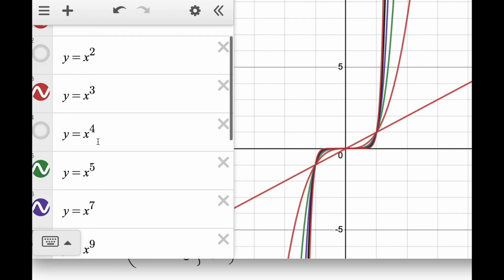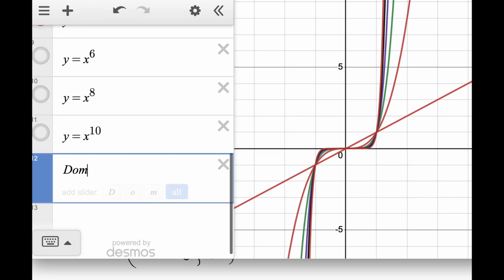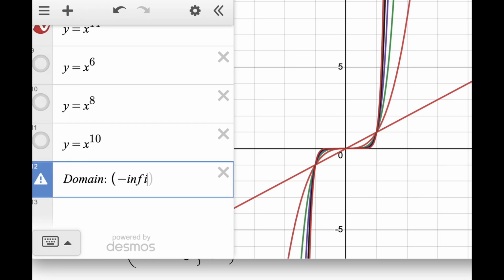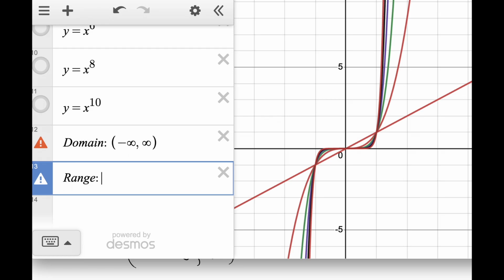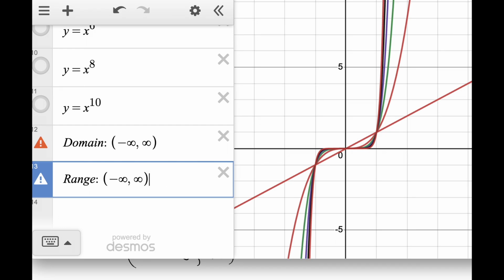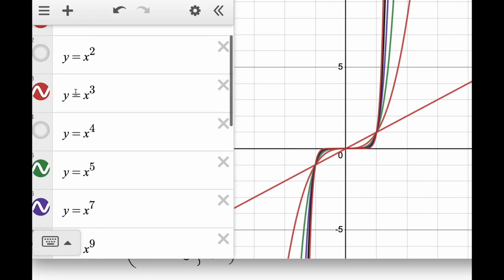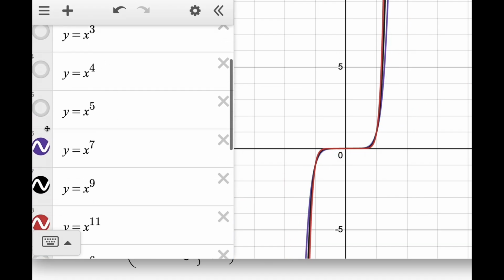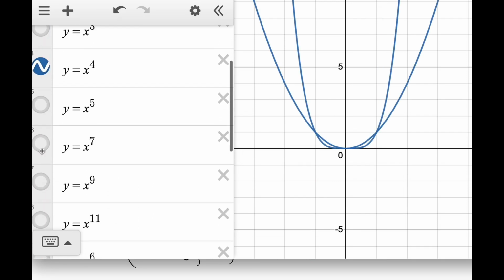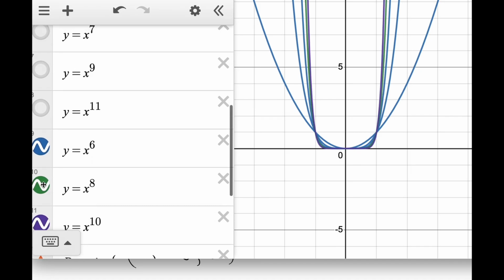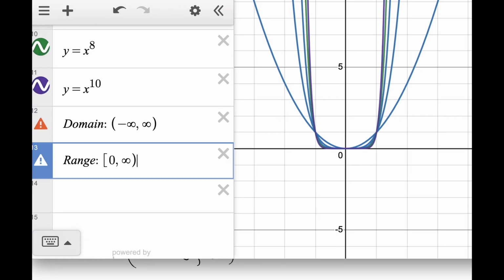Keep in mind that all of these functions have the same domain, which is just negative infinity to infinity. But odd functions have a range that's different from even functions. Odd functions will have a range of negative infinity to infinity. But when we're talking about even functions, they can't have negatives as outputs. So their ranges will be from 0 to infinity.